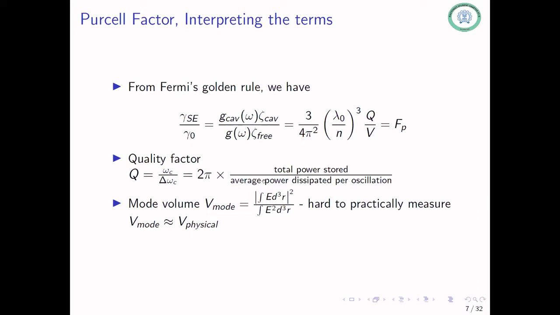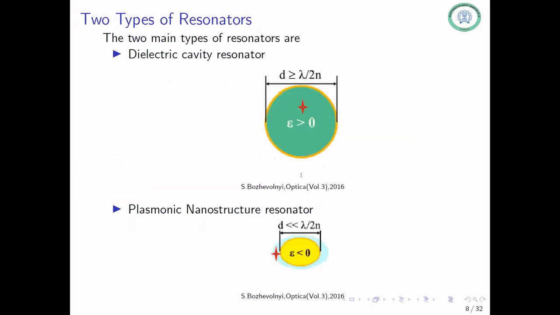But as we will see, the mode volume actually crops up naturally in one of the further derivations that we are going to look at. You can just check that dimensionally. This has the dimension of a volume. So now I'm going to consider two kinds of resonator cavities. First of all, you can take a dielectric resonator cavity, and you can take a plasmonic nanostructure, and we'll have a look at each of these.